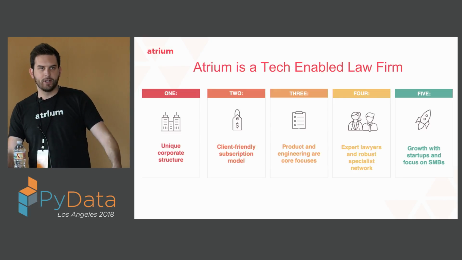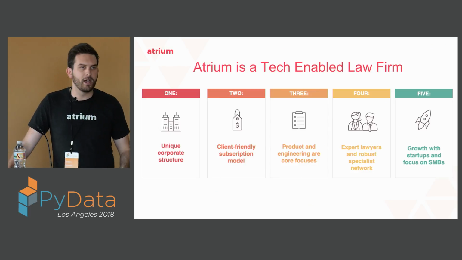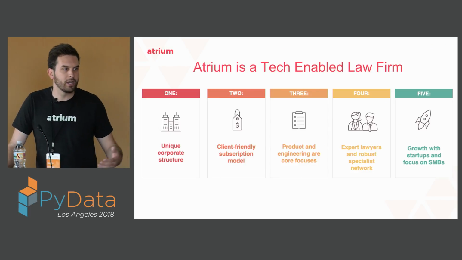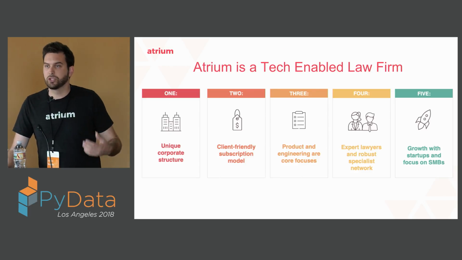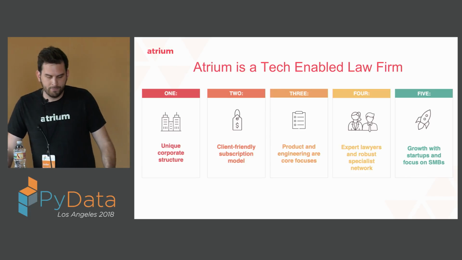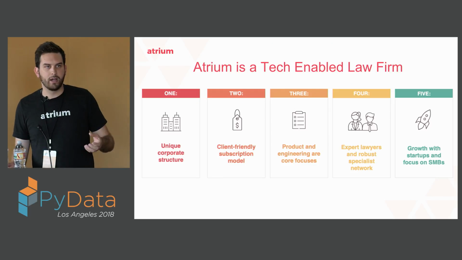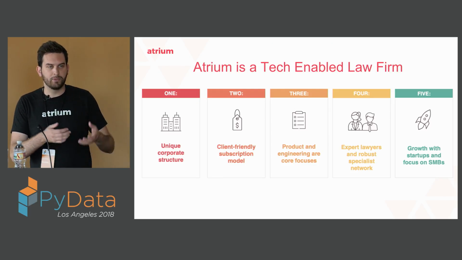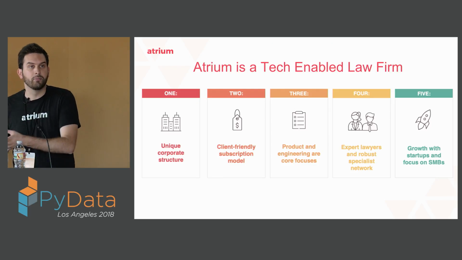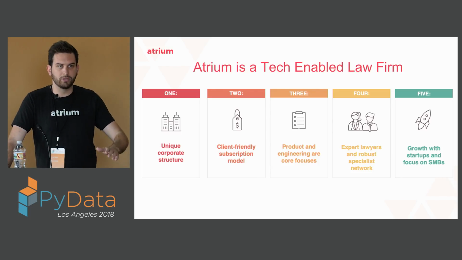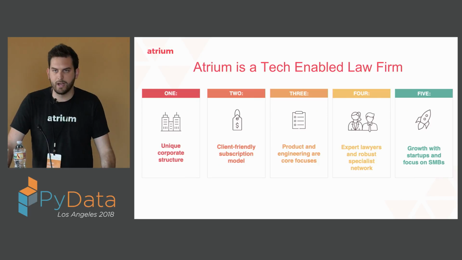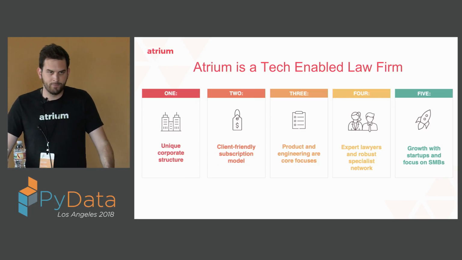So first, what is Atrium? So we've been around for a little over a year now, and we're a tech-enabled law firm. We mostly service startups and emerging companies in the Bay Area. And we have a unique corporate structure. So we created a tech company that creates the products and technology that the law firm consumes and services our clients. We've done away with billable hours, and we've replaced it with a client-friendly subscription model.